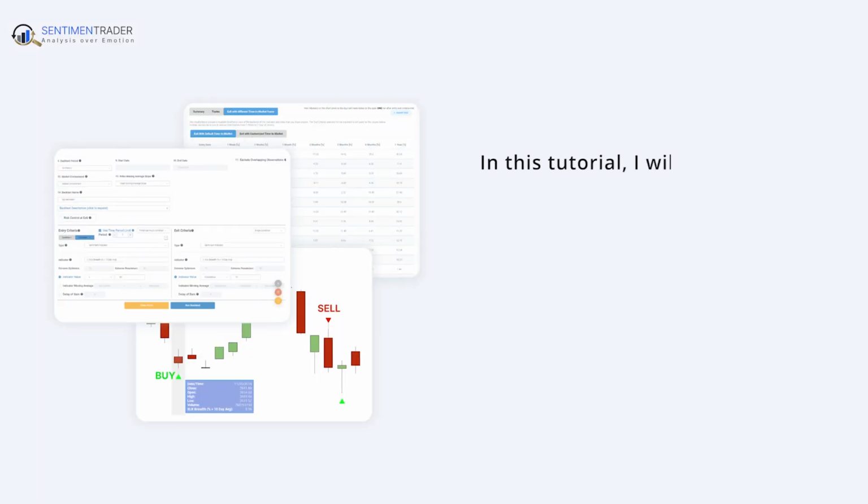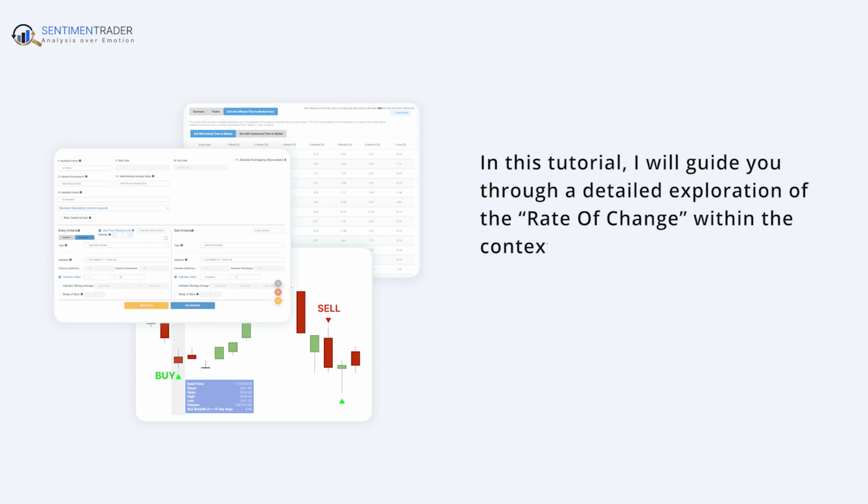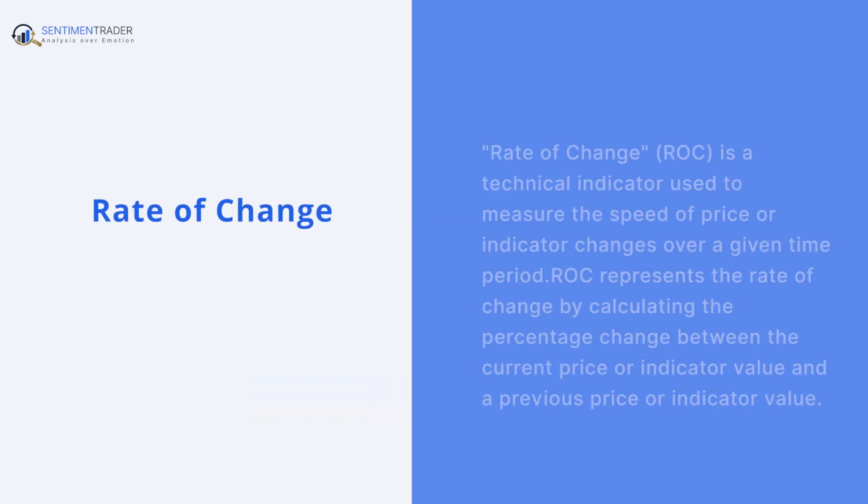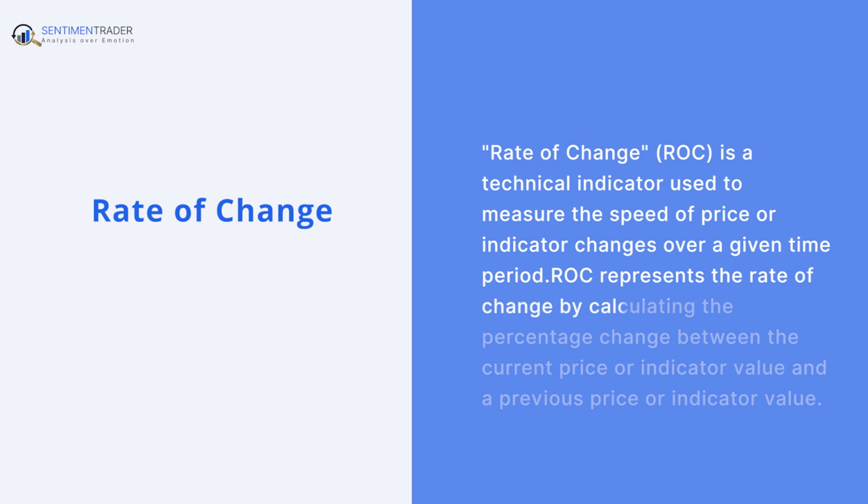In this tutorial, I will guide you through a detailed exploration of the rate of change within the context of indicator value and its impact on backtesting results. Rate of change is a technical indicator used to measure the speed of price or indicator changes over a given time period. ROC represents the rate of change by calculating the percentage change between the current price or indicator value and a previous price or indicator value.